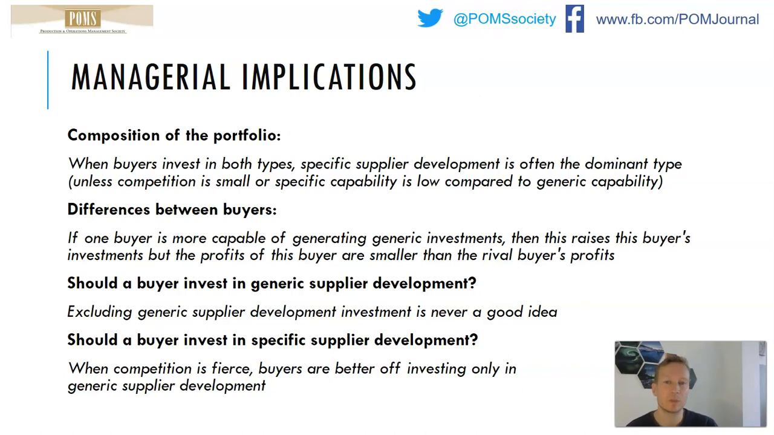We also looked at differences between buyers. So what happens when one buyer is more capable of generating generic investments compared to the rival? Of course, the most capable buyer invests the most. But we also see that the profits of the capable buyer are smaller than the profits of the rival buyer, who is less capable. So, companies should really be aware that a less capable rival can free ride on their investment and will be even more profitable.